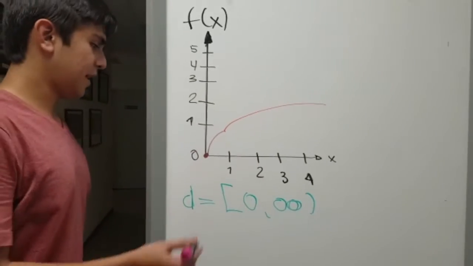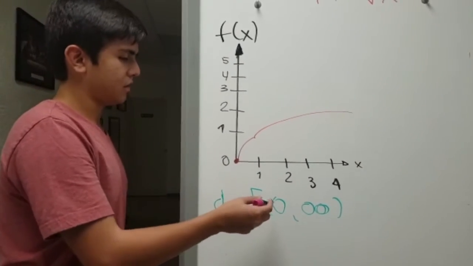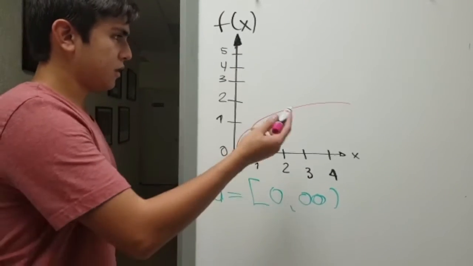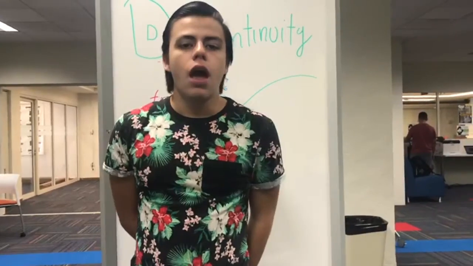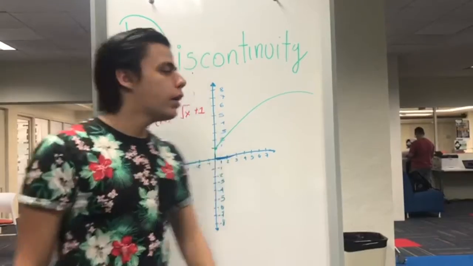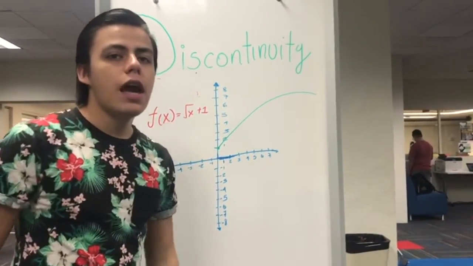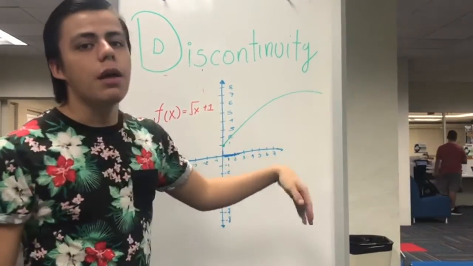Notice that x equals 0 is the left endpoint of the domain 0 to infinity, and it is not continuous because a limit does not exist. Observe the graph f of x equals square root of x plus 1. Here, we can observe that the graph starts from this endpoint. It is not continuous as it only starts from the origin to the right, but not to the left.